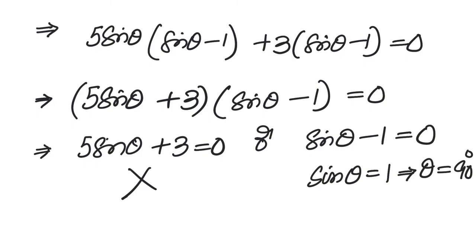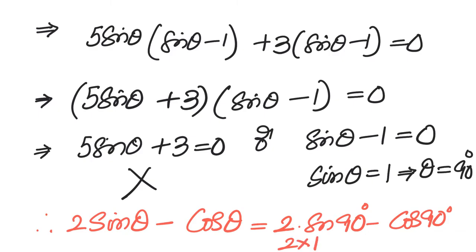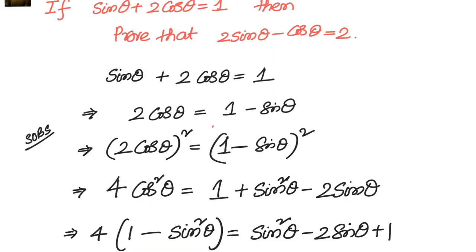Once we know theta equals 90 degrees, let's see what we need to find out. We have to find the value of 2 sin theta minus cos theta. Now we know sin 90 equals 1, so we can write down 2 into sin 90 minus cos 90. Cos 90 is 0, so we will have 2 into 1 minus 0, which equals 2. That is what we need to prove.